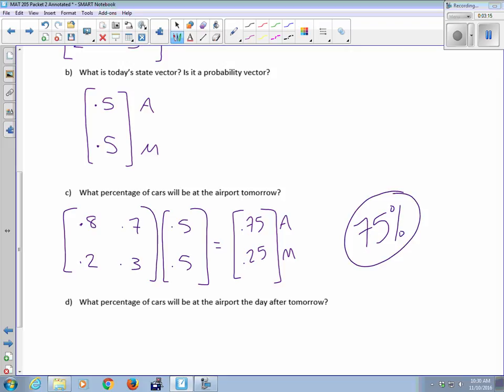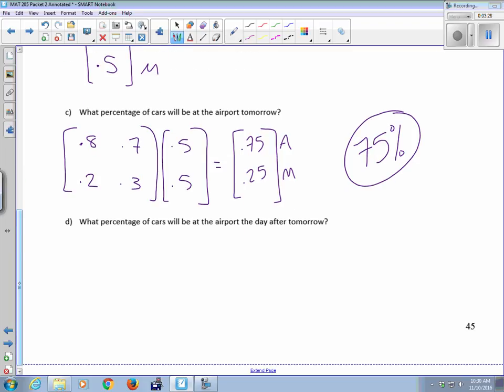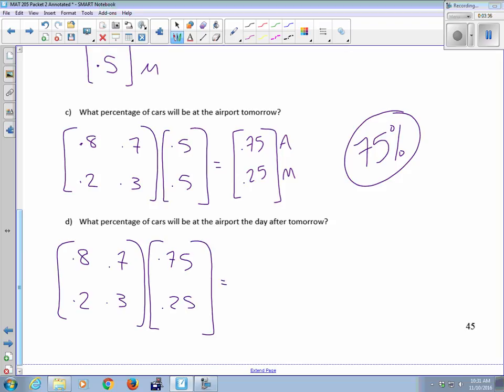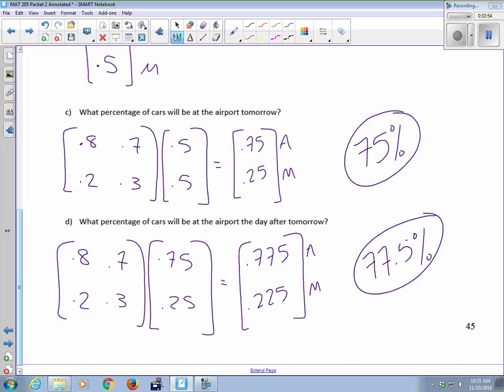Okay. And then for the day after tomorrow, you just multiply your stochastic matrix times the current state vector. So we just do this again using the new state vector we just got. 0.75, 0.25, and we get 0.775, 0.225, and again that's airport, Main Street, so we have 77.5% at the airport the day after tomorrow.